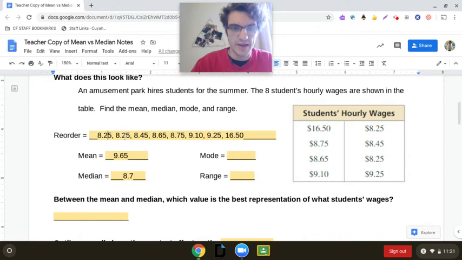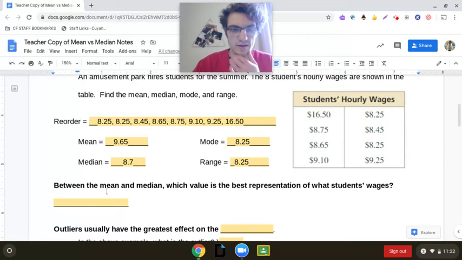There's one value that happens twice. There are 2 students who are being paid $8.25. And then finally, the range is that greatest value minus that least value. So I'm going to do 1650 minus 825, and that's going to be 825 again. So that's the difference.